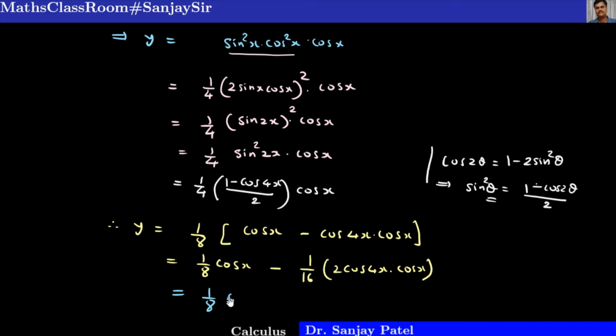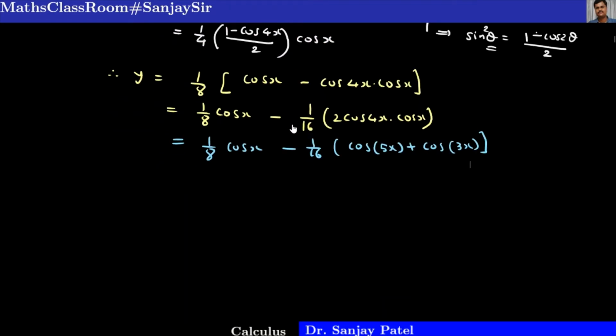So this I can rewrite as 1 upon 8 into cos x minus, now 2 cos alpha into cos beta is cos alpha plus beta, that is cos 5x, plus cos alpha minus beta, that is cos 3x. Okay, so now everything is in the standard form. All terms are in the form of cos ax plus b type function. So this gives us y is equal to 1 upon 8 into cos x minus 1 upon 16 into cos 5x minus 1 upon 16 into cos 3x.